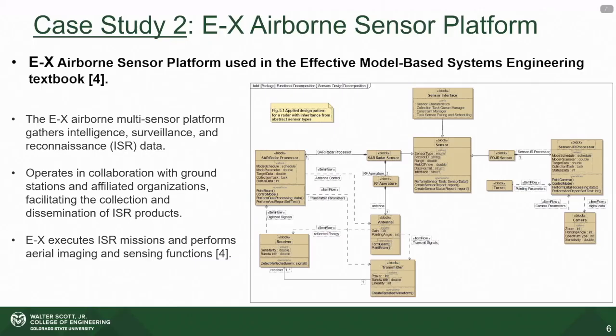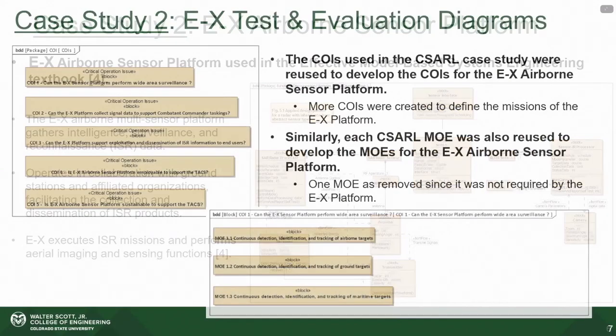The EX platform is a multi-sensor airborne system designed to conduct intelligence, surveillance, and reconnaissance missions, and it collaborates with ground stations and partner organizations to collect, process, and disseminate ISR products while performing aerial imaging and sensing operations to support those mission objectives. So as we can see, this system is getting a little bit more complex, and more things are involved in the process of developing it.